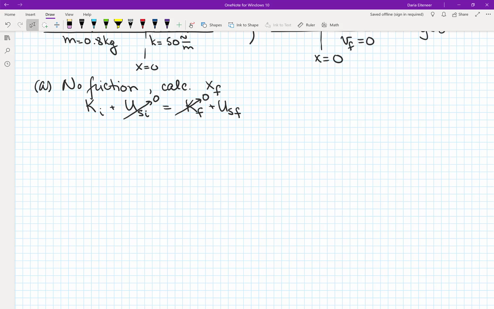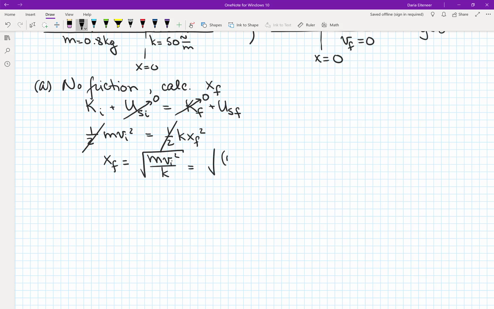Okay? So let's plug everything in. Again, 1/2 m v initial squared equals 1/2 k x final squared. Again, be careful distinguishing between capital K for kinetic energy and little k for spring constant. I'm going to cancel out 1/2, and then I'm going to solve for x final. So x final is going to be m v initial squared over k, little k, and square root of all of that.